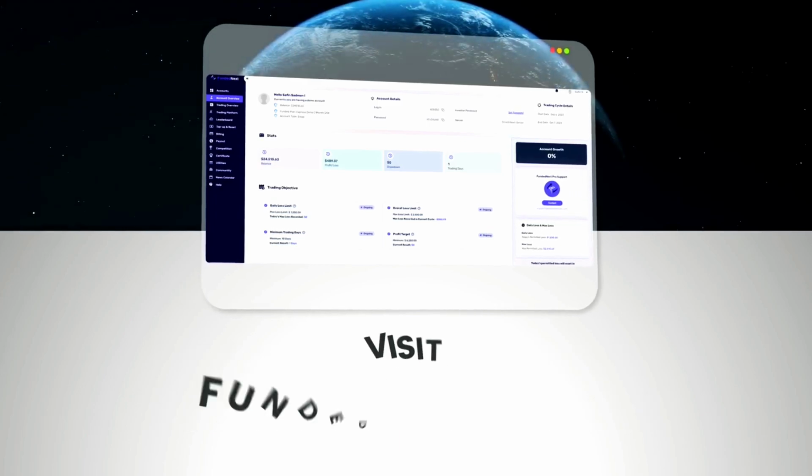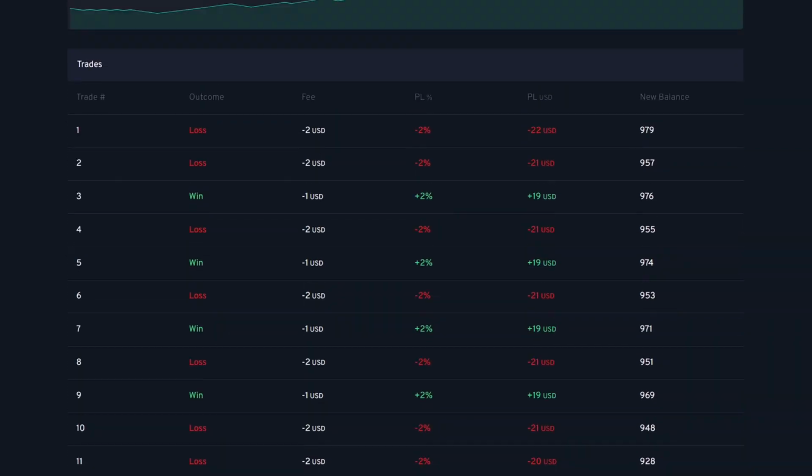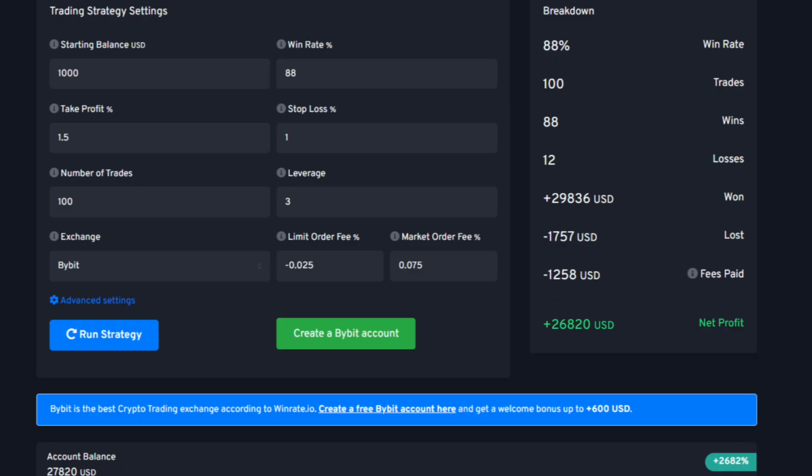Backtesting gives you insights into potential outcomes and helps you adjust for real-world factors like spreads, fees, and market volatility.